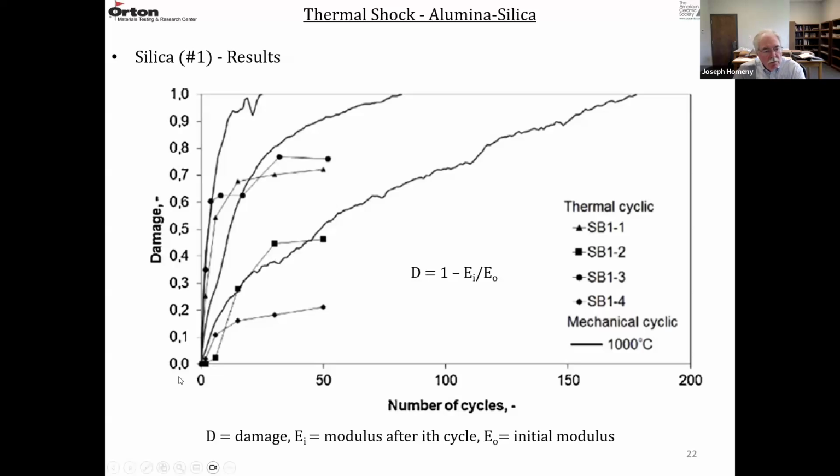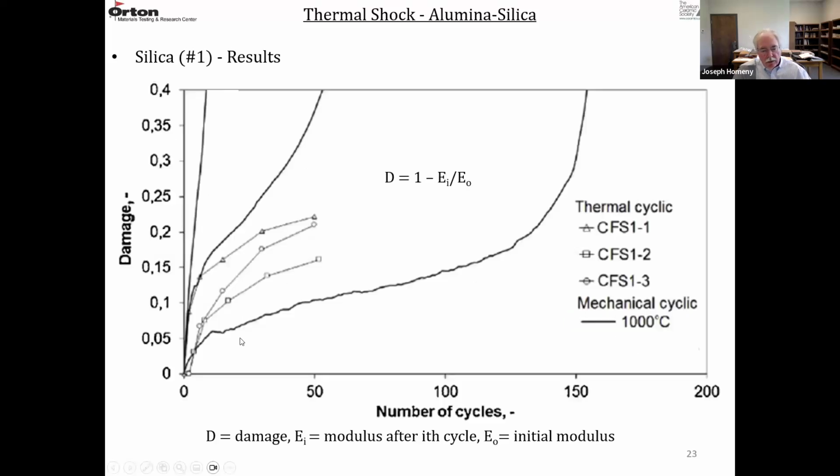So this goes from 0 to 1. This is for the crystalline fused silica, same type of plot. This only goes from 0 to 0.4. So the damage is much less. So these were 3 different samples of crystalline or crystallized fused silica. You can see the damage pattern as you increase the number of cycles.